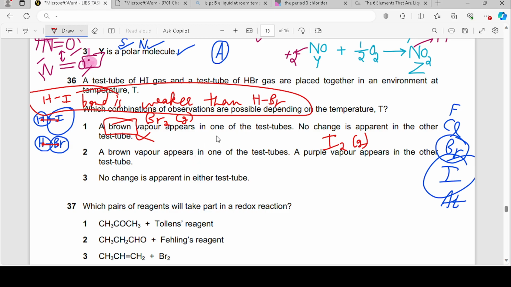Or if the temperature is very high, then it's likely that both of them decompose. So you see the purple vapor and you see the brown vapor. That's what I mean, because purple vapor you will see at a certain temperature if one of them is decomposing, right? Which is hydrogen iodide. If you get my point.